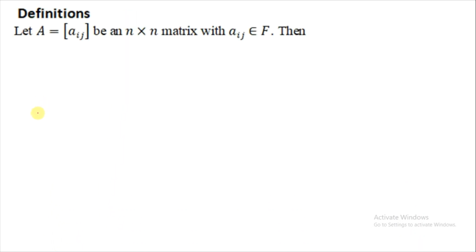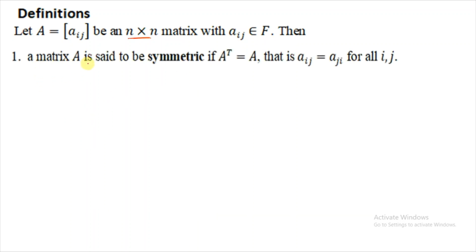Now on our definitions. Suppose A is an n by n square matrix with Aij belonging to F. Then the matrix A is said to be symmetric. Symmetric means A transpose is the same as A. Already you know this one. And Aij is the same as Aji for all i and j.